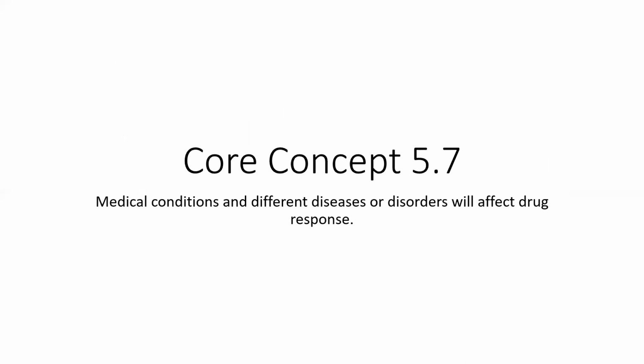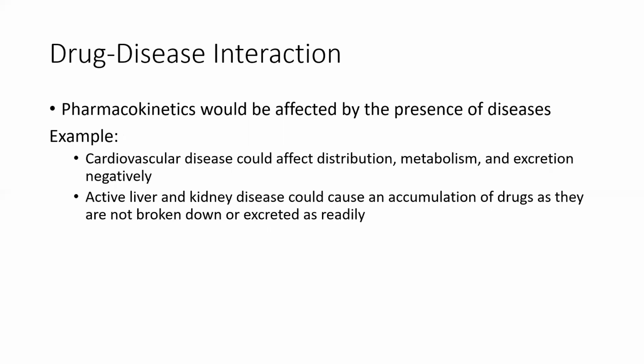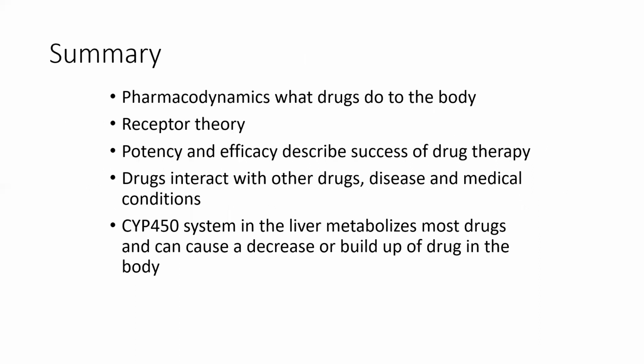Next, medical conditions and different diseases or disorders will affect the drug response. If we talk about drug-disease interaction, liver disease patients, kidney disease patients, or heart disease patients are affected by the presence of disease with the drug. Cardiovascular disease could negatively affect distribution, metabolism, and excretion. Active liver and kidney disease could cause an accumulation of drugs, as they are not broken down or excreted as readily. There are some drugs that are not good to give to kidney patients, liver patients, or heart patients, so we have to be very careful with this drug-disease interaction as well.